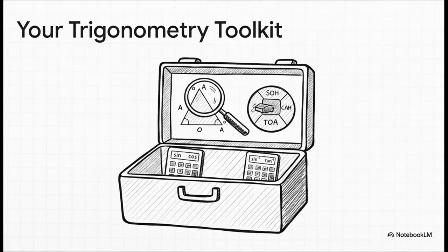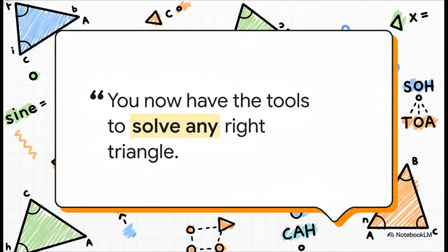So let's quickly recap the amazing toolkit you've just built. 1. Always start by labeling your sides, O, A, and H. 2. Use SOHCAHTOA to pick the right tool for the job. 3. Use the normal functions to find a missing side. And 4. Use the inverse functions to find a missing angle. That is the core of it, right there. And that is not an exaggeration. Seriously. With these basic ideas, any right triangle puzzle that gets thrown your way is now something you can solve.